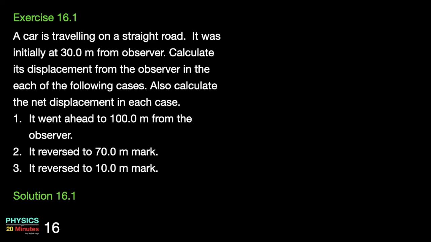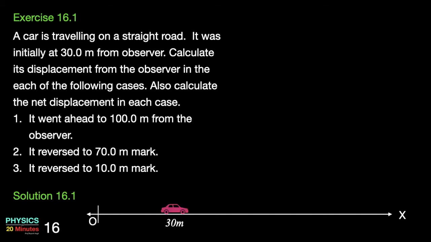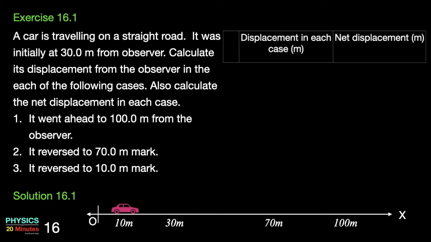Let us draw a rough diagram to understand the situation. I have my x-axis and origin marked. The car is initially at the 30 meter mark. From here the car moves to the 100 meter mark, and then from the 100 meter mark it reverses back to the 70 meter mark, and then from the 70 meter mark it further reverses back to the 10 meter mark. So in order to solve this, we can draw a table. In the first column, we will calculate the displacement in each segment of the motion. In the second column, we will calculate the net displacement, both in meters.